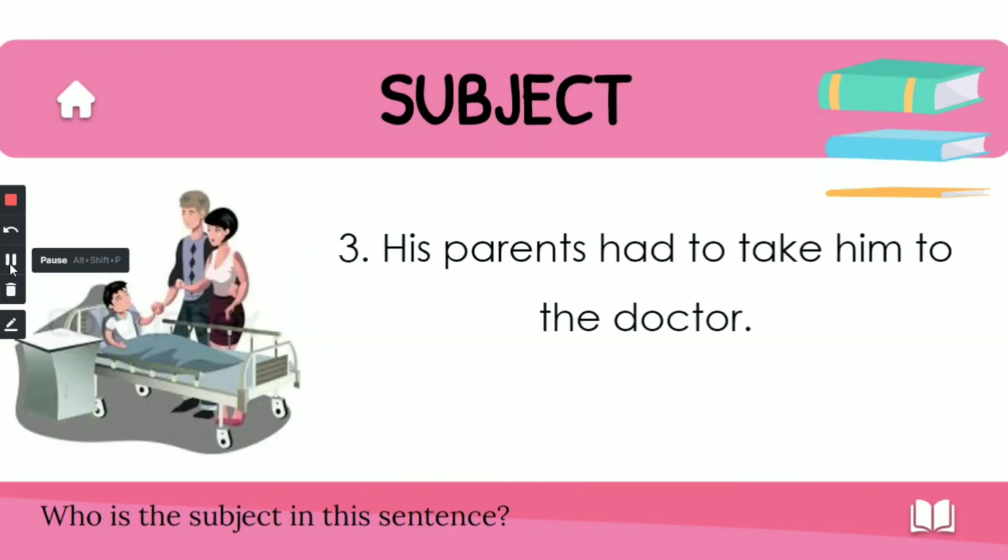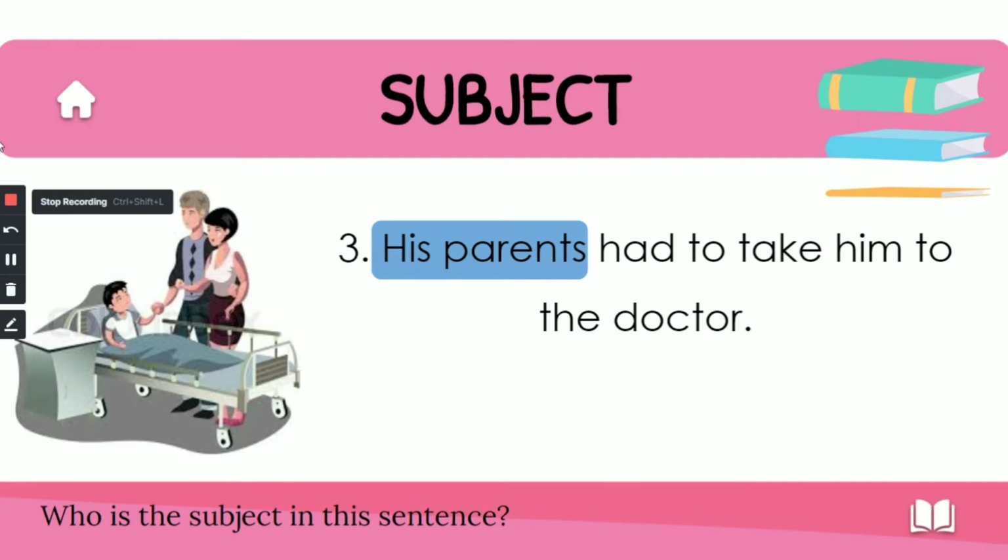Next sentence. His parents had to take him to the doctor. Who is the subject in this sentence? Correct. In this sentence, his parents is the complete subject. His parents is the doer of the action. That's why it is the subject.